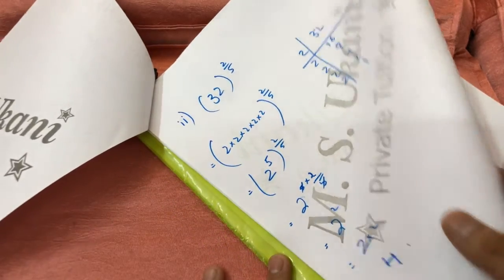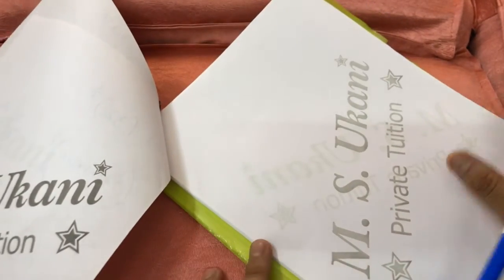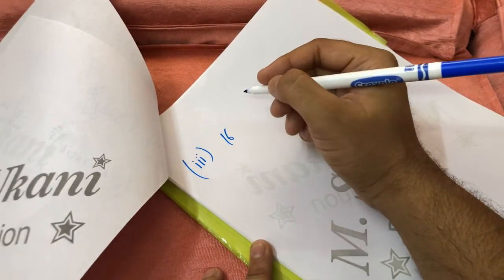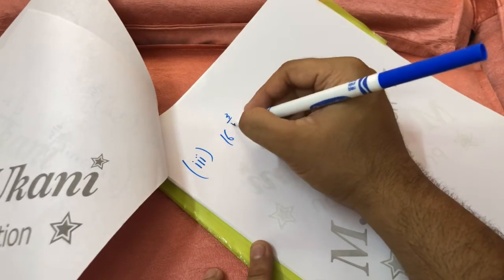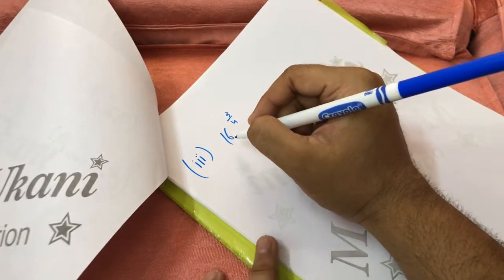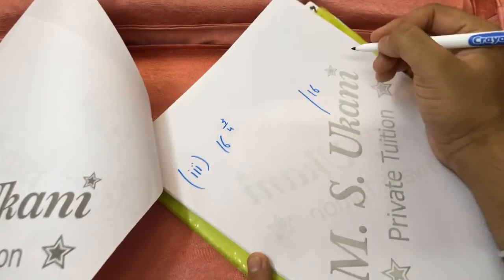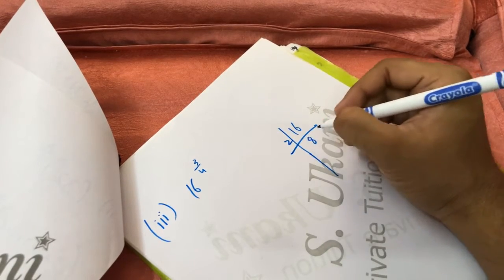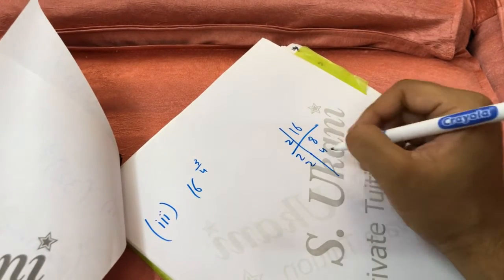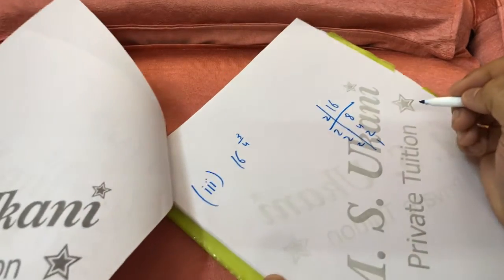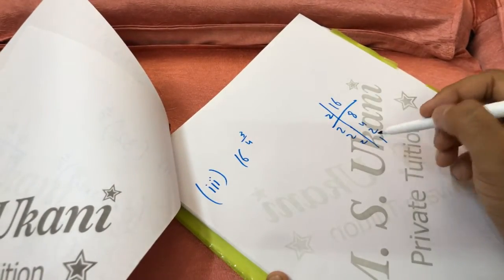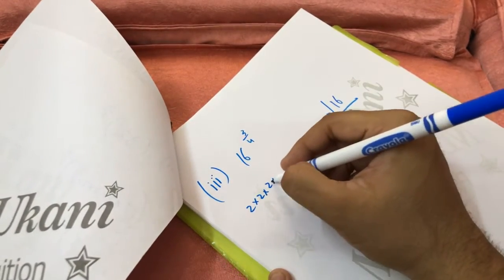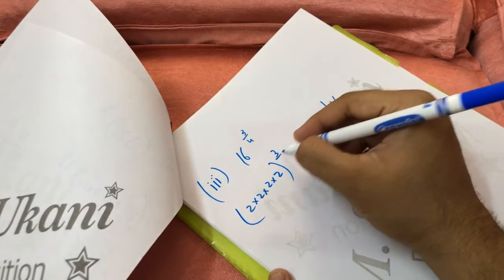Now let us move to the third one, that is 16 raised to power 3 upon 4. Okay, so let us take out the prime factor of 16, that is 2 8s are 16, 2 4s are 8, 2 2s are 4 and 2 1s are 2. Now instead of 16 we will write all these 2 multiplied by 2 multiplied by 2 multiplied by 2, raised to power 3 upon 4.